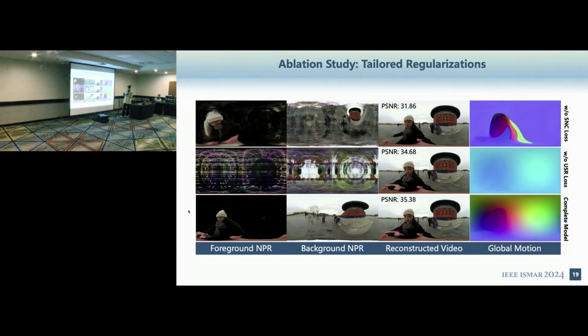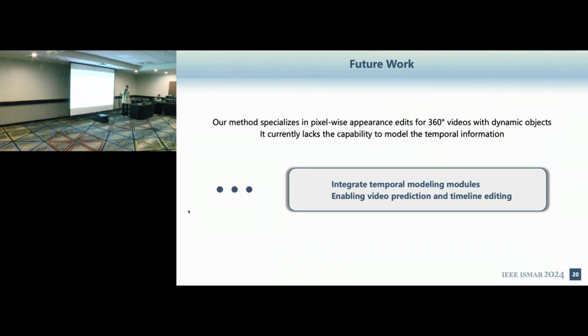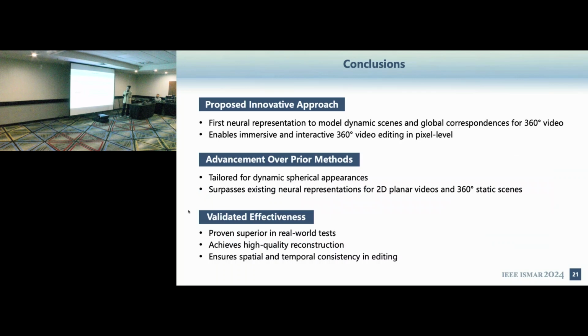So that's all the results for our method. It's promising, but also has limitations. Our method specializes in pixel-wise appearance edits for 360 videos with dynamic objects, and it currently lacks the capability to model temporal information. So in the future, we would like to integrate temporal modeling modules to enable video prediction and timeline editing.